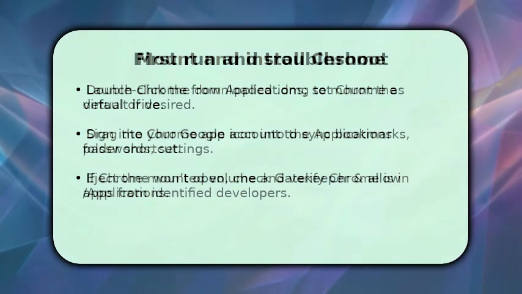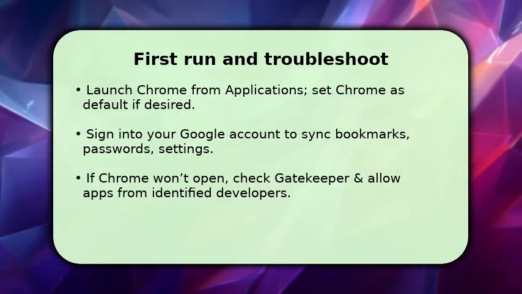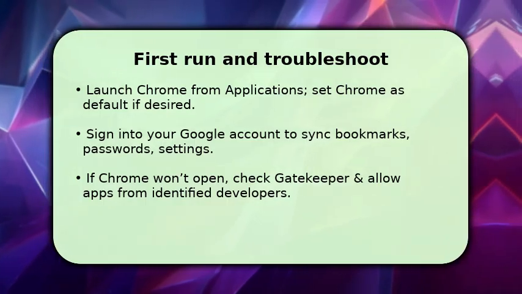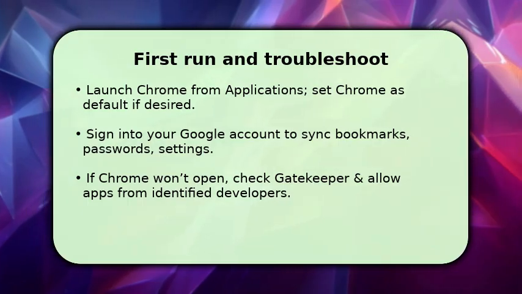You open Chrome from Applications. On first run, Mac OS may warn that it was downloaded from the internet. Allow it, this is normal. Sign into your Google account to sync bookmarks, extensions, and passwords. This speeds setup across devices.